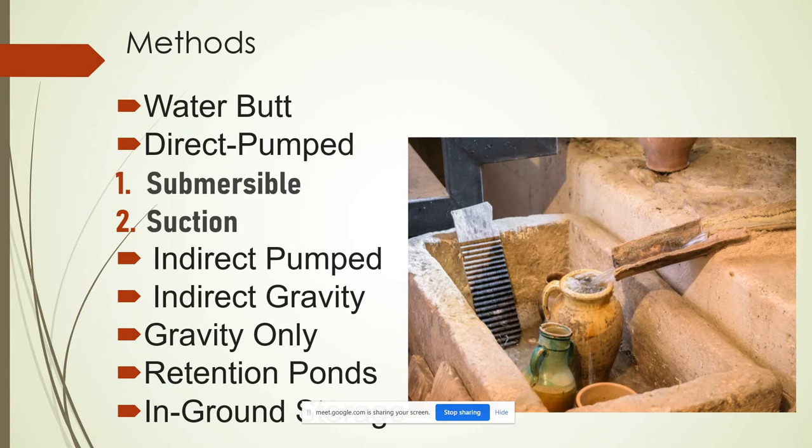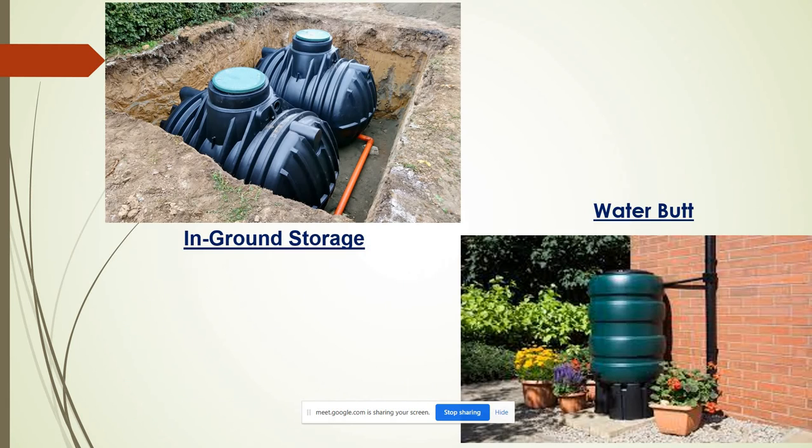Indirect gravity: this system ensures water is supplied to the outlet by gravity alone. For this, the harvested water is first pumped to the header tank, that is a high level tank, and then allowed to flow freely. These are some other examples like retention pond and gravity only. Only the power of gravity is needed to feed collected and harvested water to various parts of the household. Gravity only is one of the most energy efficient rainwater harvesting systems.